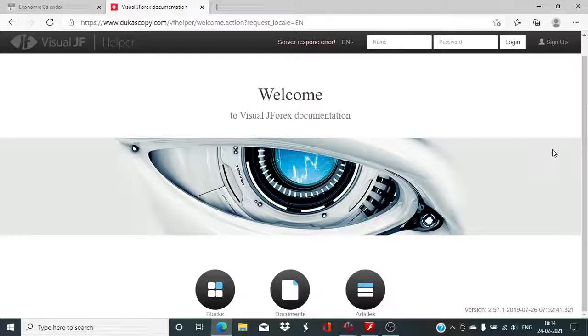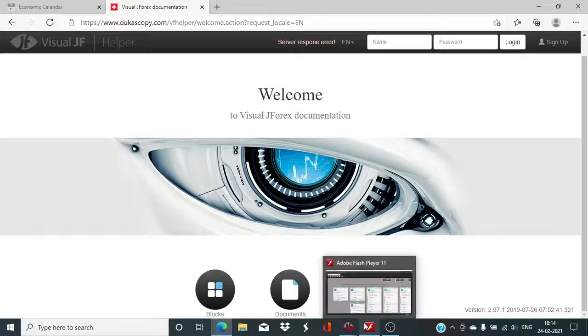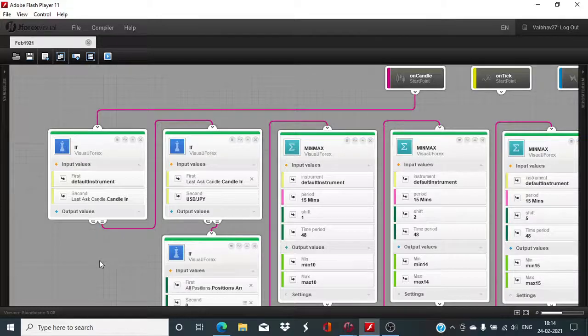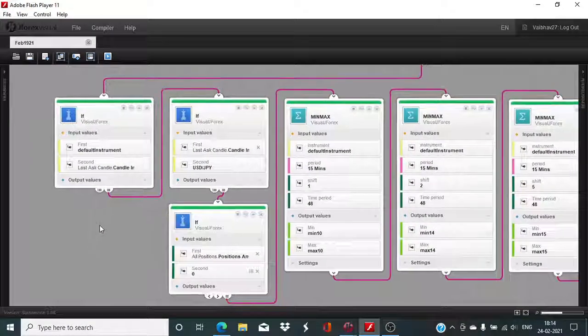Myself Vaibhav. In today's session of Visual Jforex, I will be continuing with the algorithm development demonstration with the indicator named minimum maximum. This is the third part, and in today's session, I will try to complete the sell side setup.